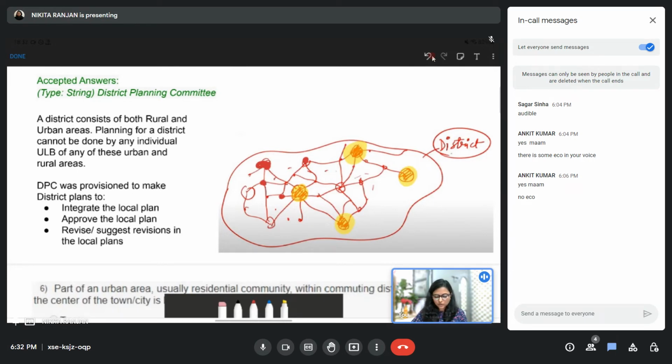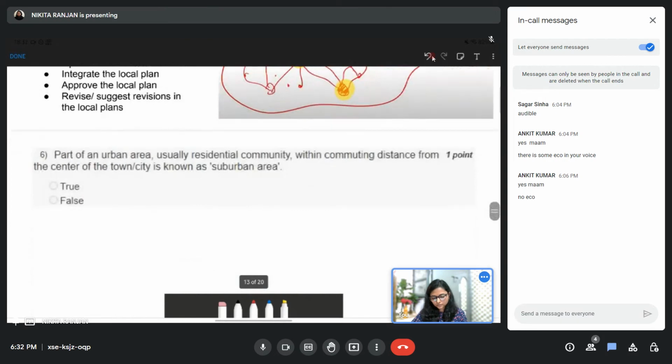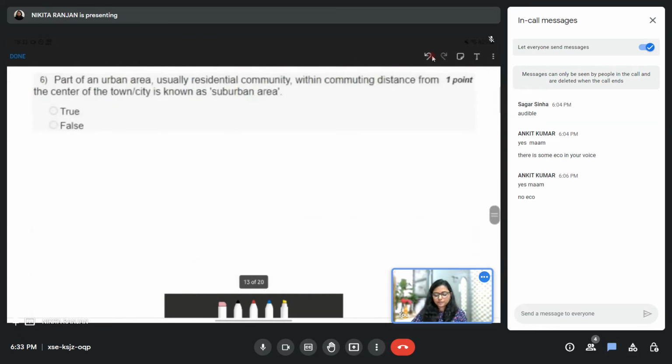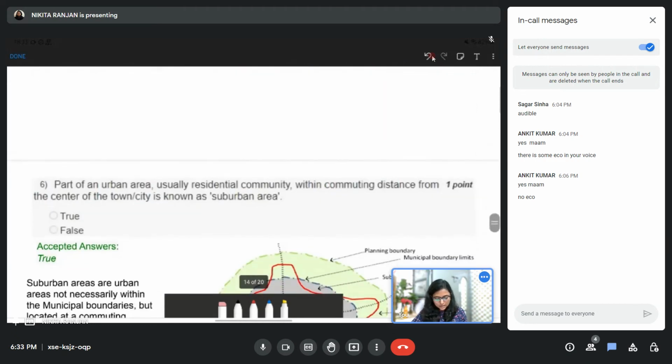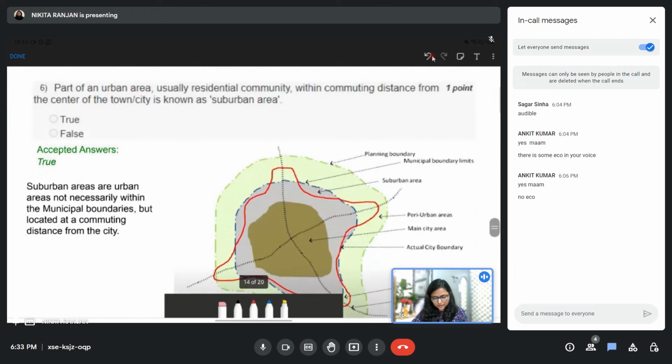Okay, moving on to the next question. Part of an urban area, usually residential community, within commuting distance from the center of the town or city is known as suburban area. So is this statement true or false? So this is a true statement. Let's look at why and how we can say this is a true statement.